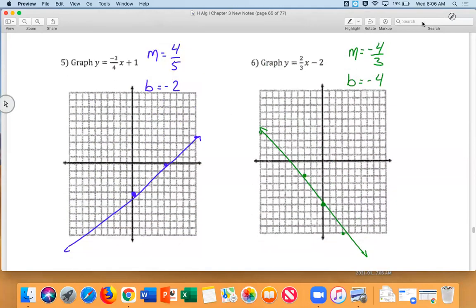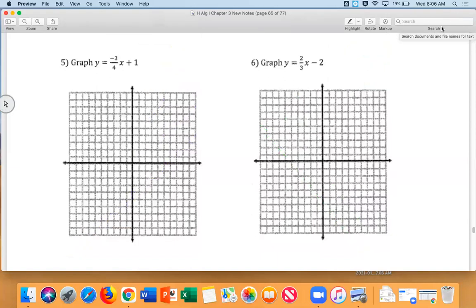All right, let's look at questions 5 and 6. Question number 5 says we're going to go down 3 and to the right 4, and my y-intercept is 1. So I'm going to start at 1, go down 3, 1, 2, 3, to the right 4, 1, 2, 3, 4. Down 3, to the right 4. And you're going to go ahead and connect those dots.